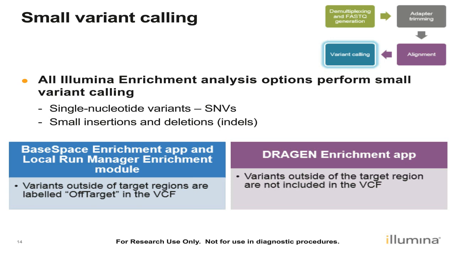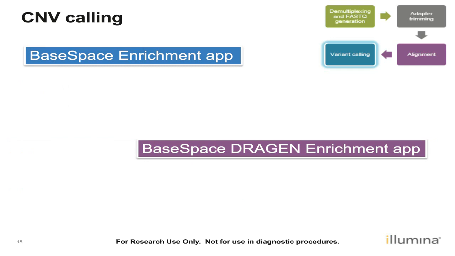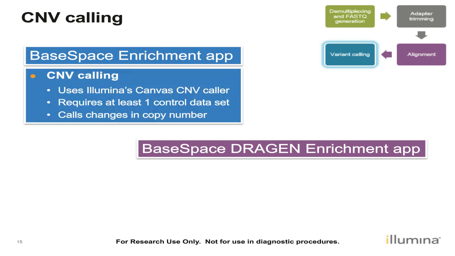Next, we have copy number variant analysis, or CNV calling. So our base enrichment app can perform CNV calling. It uses Illumina's Canvas caller, that's the name of the algorithm. And this does require at least one control data set. So you have a control data set with copy numbers that you know or what would be considered normal. And you can use that to set a baseline that Canvas can then use to determine if there are changes in copy number in your experimental sample.